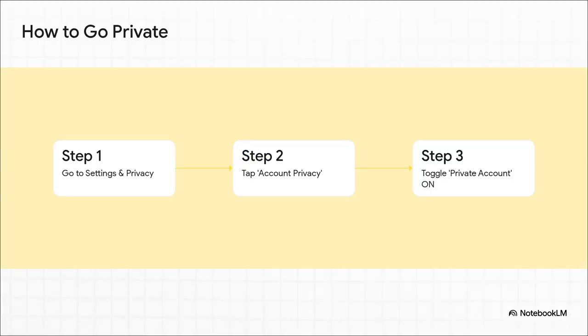And you know what? Locking that door is so simple. You just hop into your settings, go to privacy, tap on account privacy, and just flip that switch to private account. Done! Honestly, it's probably the single most powerful thing you can do.